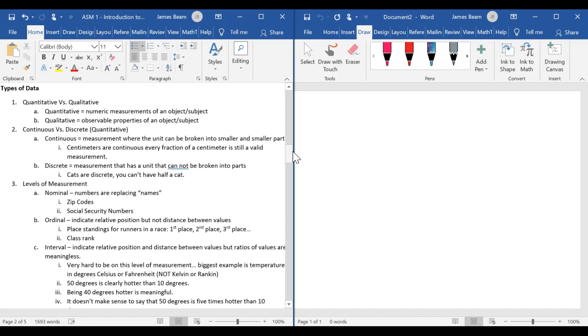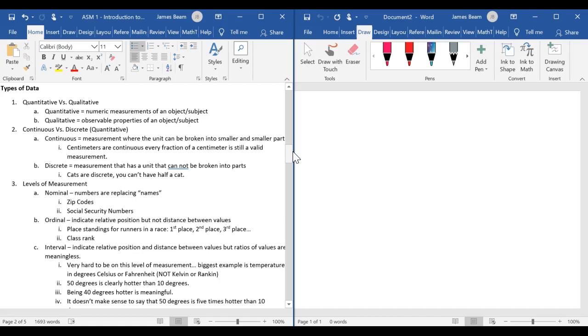Continuous: once we get into quantitative, is it continuous or discrete? Can we have parts of parts? Centimeters are continuous. Every part of a centimeter can be broken into smaller parts that have meaning. Cats are discrete. You can't have half a cat. You either have a cat or you don't.